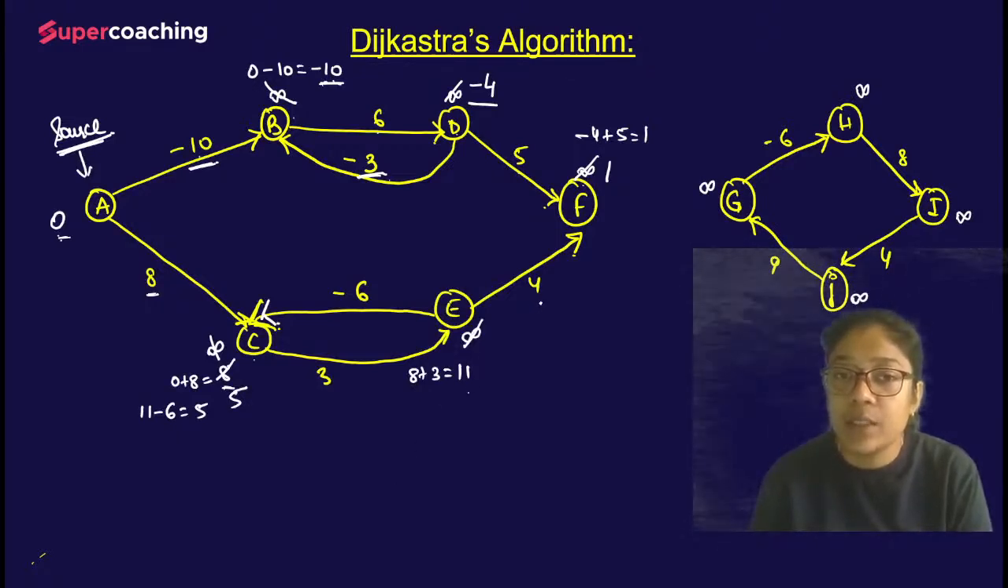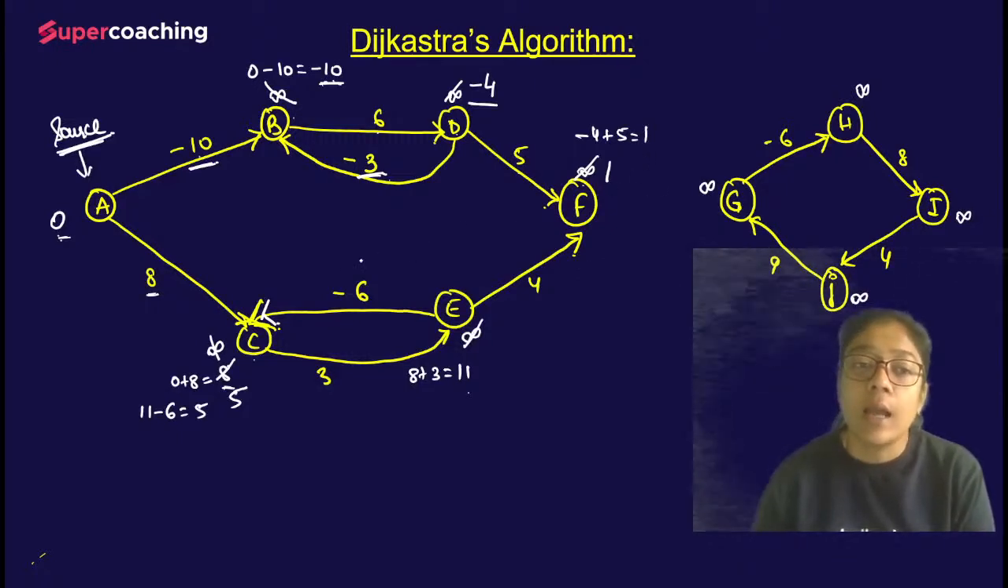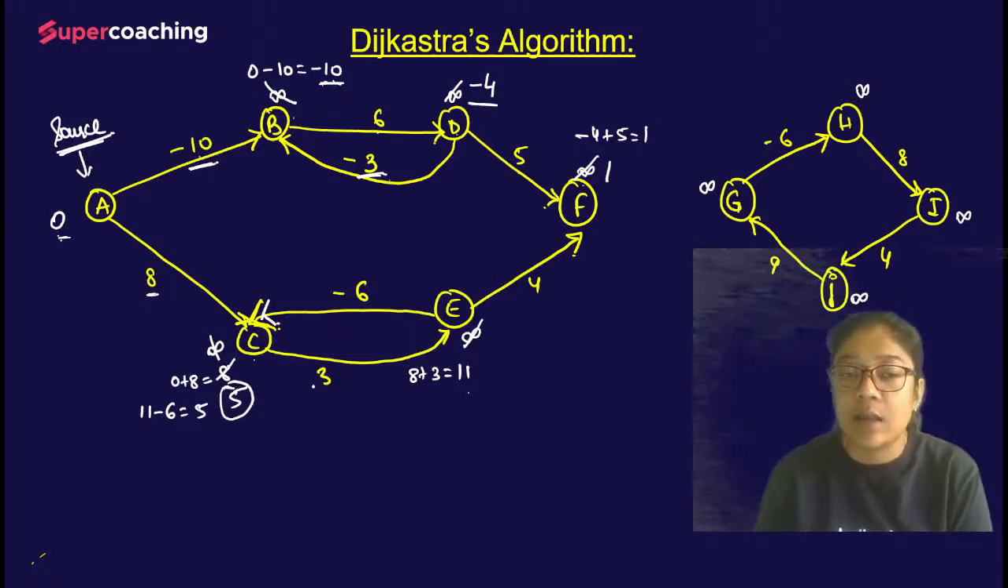Similarly, 11 plus 4, that comes out to be 15. Is 15 smaller than the current value? No, this value won't get updated. Again, since here the change has taken place, so again I'll be discovering a new path. 5 plus 3 is 8. So 8 is smaller than 11? Yes.